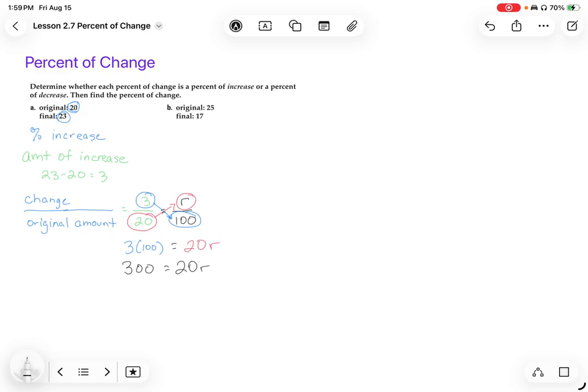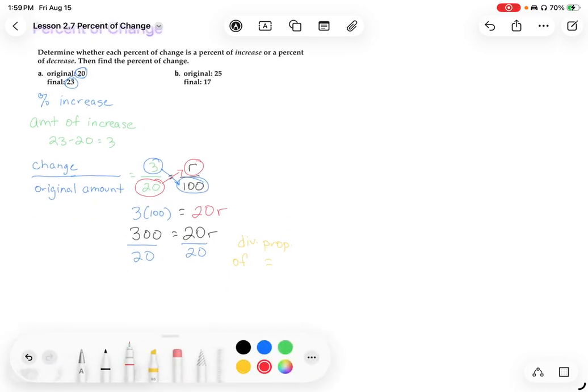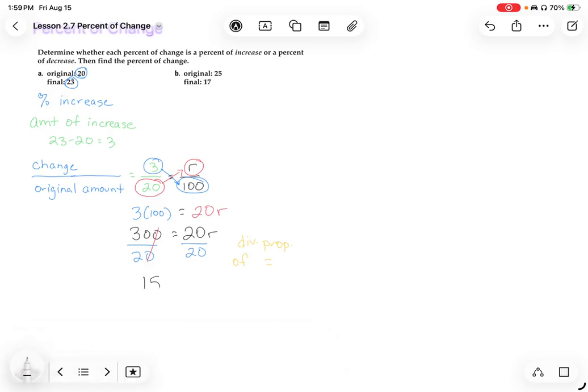And so we're going to do the division property of equality, dividing both sides by 20 to isolate the variable. This is the division property of equality. And 300 divided by 20 is pretty simple to do. We can cancel out the zeros on the end, and 30 divided by 20 is 15. So 15 is the rate, which means it is a 15% increase.